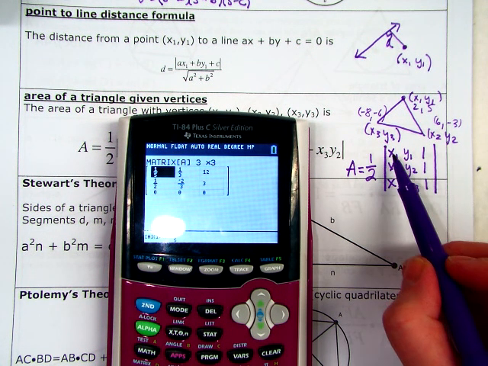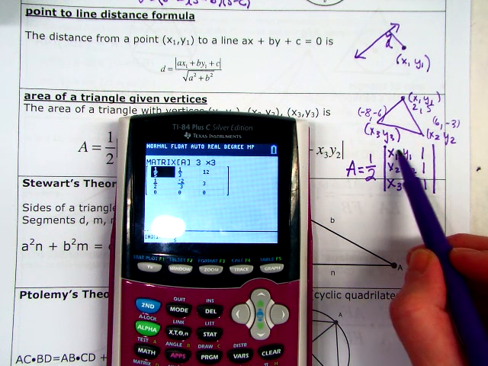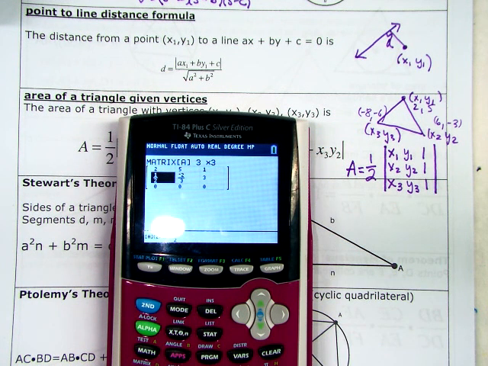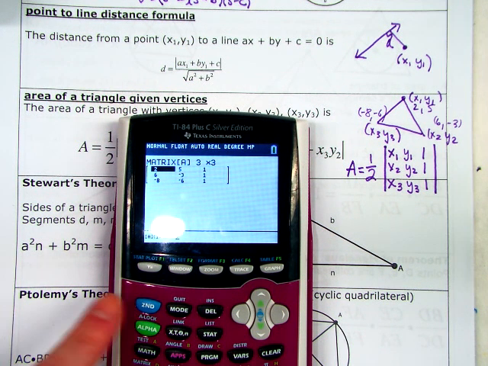Well, x1, y1, we just list everything. So it's 2, 5, and then 1. On the next one, it's 6, negative 3, and 1. This one, negative 8, negative 6, and 1. So that's our matrix. So now you quit out of this.